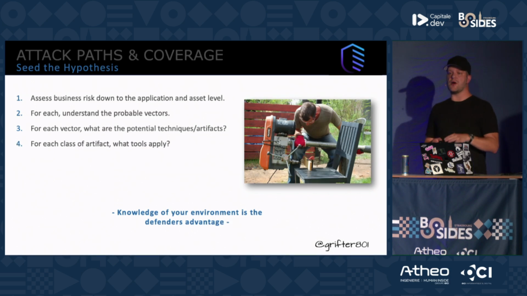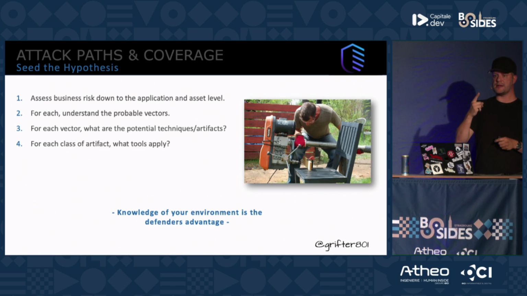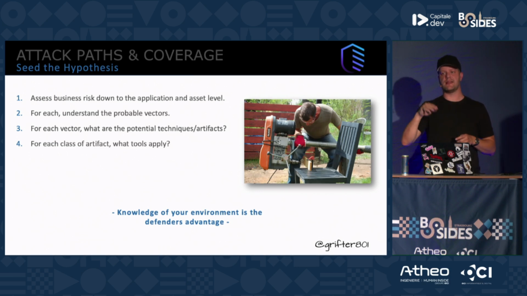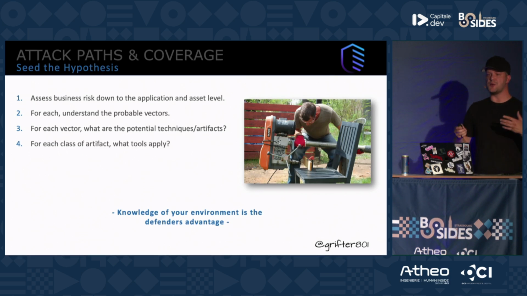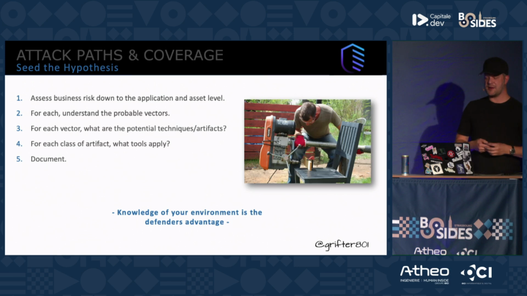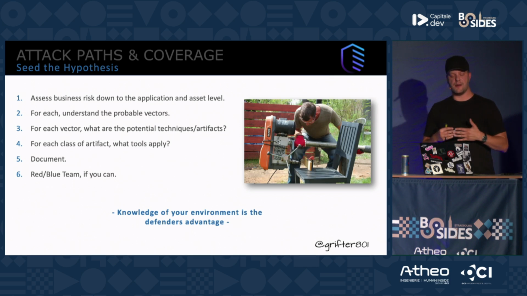So for those artifacts, two things. What is the tool that created it, right? So what are the tools the attackers are using, but also what tools detect that type of artifact as well? Do you have the visibility into those things? And then write it down. I think we're sensing a theme here about writing things down. Write it all down, and then emulate it if you can. Red team, blue team this if you can.